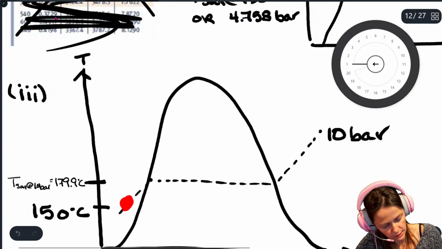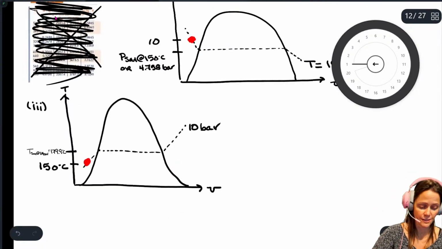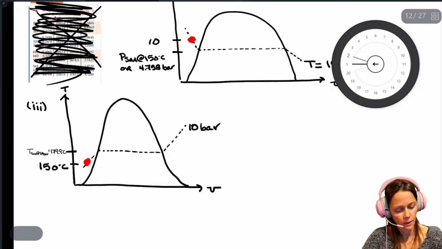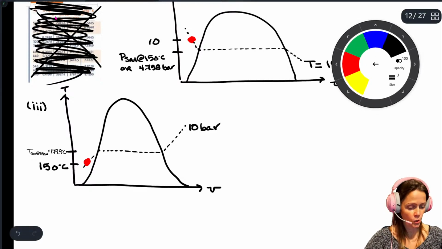179.9 degrees Celsius. So you can see it, it makes sense, right? As far as where it is on the y-axis there. Okay. So let's go on to the next guy.